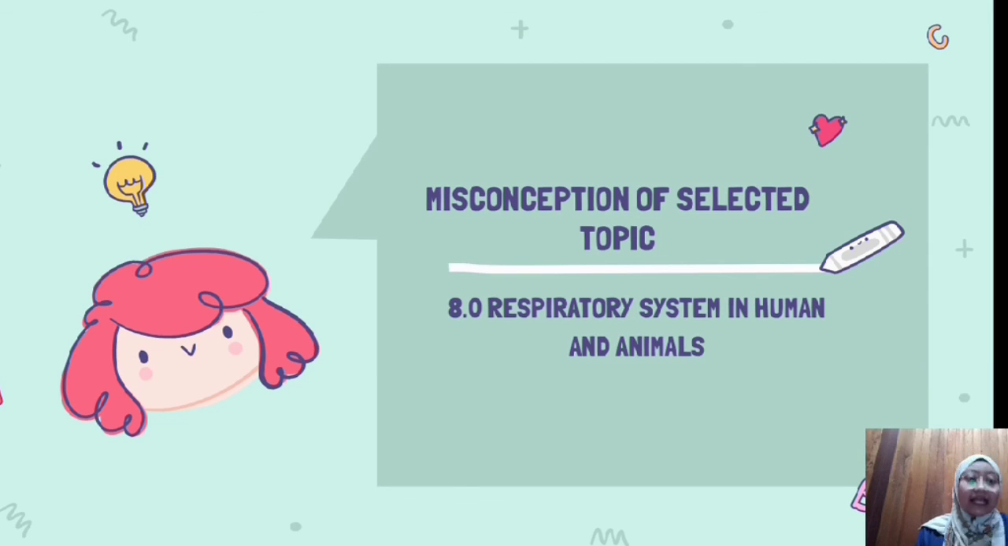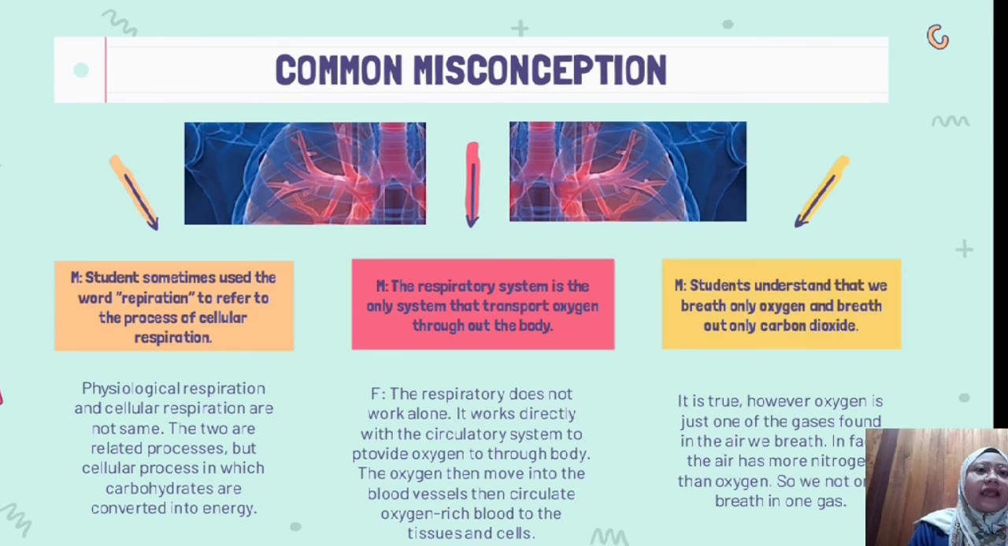So these are selected misconceptions. The most common misconception is that students sometimes use the word respiration to refer to the process of cellular respiration. But actually, guys, physiological respiration and cellular respiration are not the same. The two are related processes, but cellular respiration is a process in which carbohydrates are converted into energy, guys, energy. So next, we're going to move to the respiratory system.